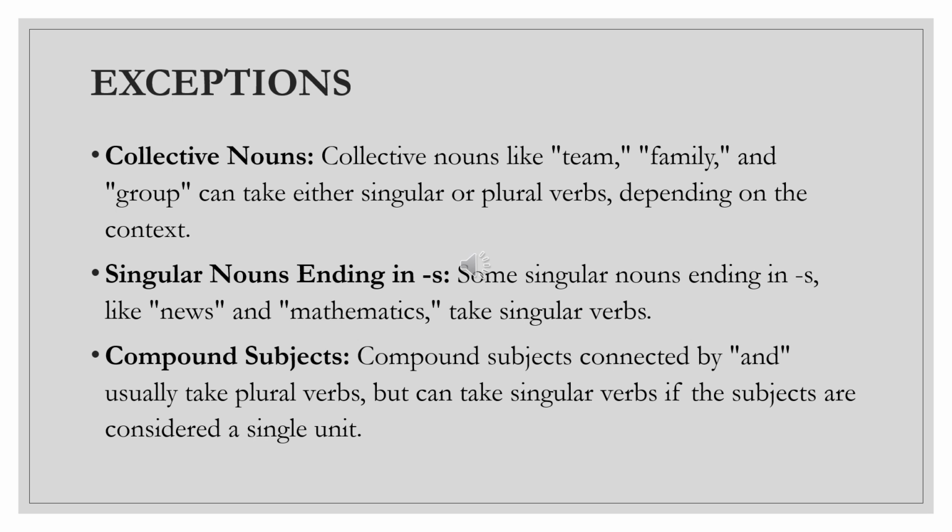Moving on, compound subjects. Compound subjects connected by and usually take plural verbs, but can take singular verbs if the subjects are considered a single unit. Like that example, the previous example, my mentor and friend. Although mentor and friend are connected by and, they refer to the same person. Therefore, the verb also becomes singular. Please read the sentences carefully while doing subject verb agreement to avoid unnecessary errors.